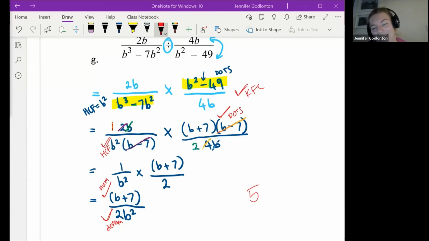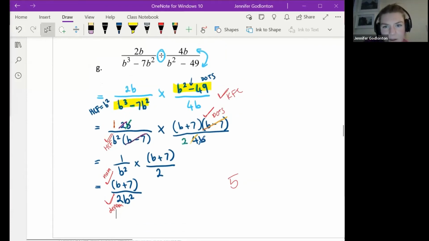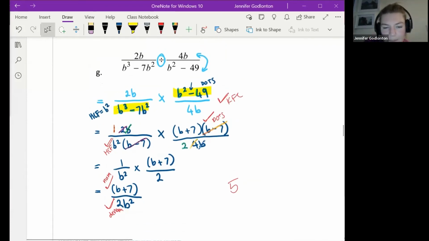Yes, ma'am. I wanted to ask about the second last sum, where it's open brackets b plus 7 close brackets over 2. Weren't you supposed to keep the 2b underneath? So this b cancelled with that b. That b over there cancelled with that b over there. So that b went away, and that's why I was just left with a 2. Oh, okay. Thank you. Sure.